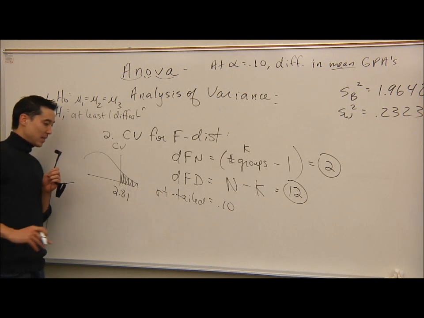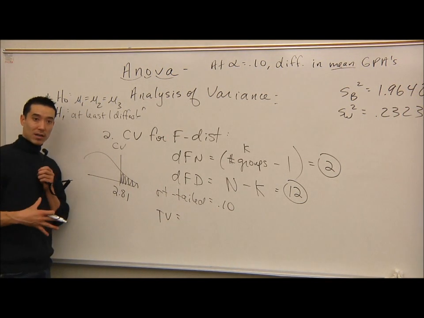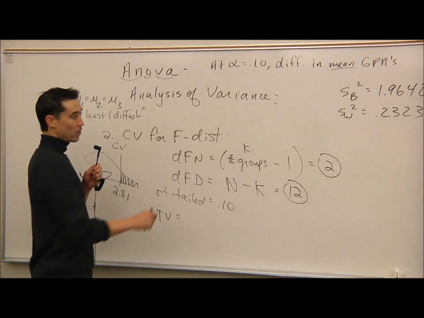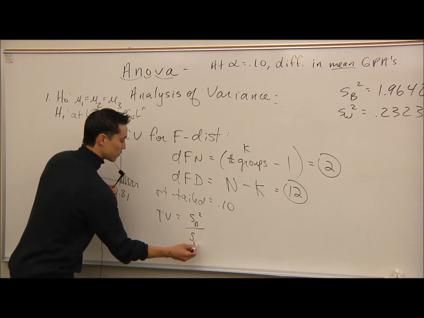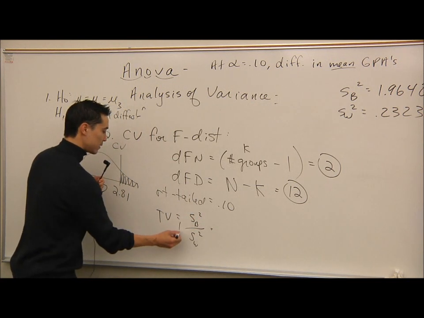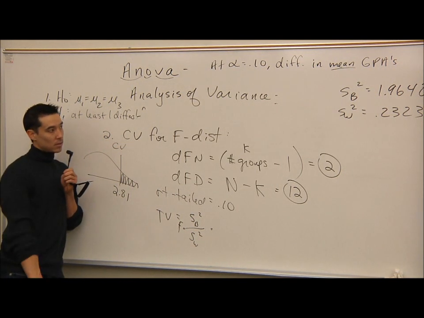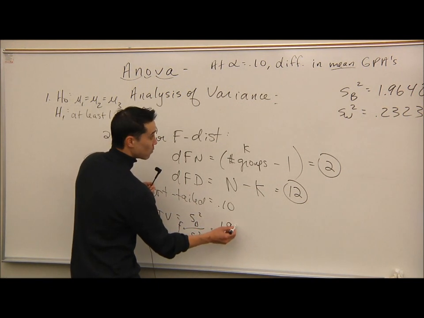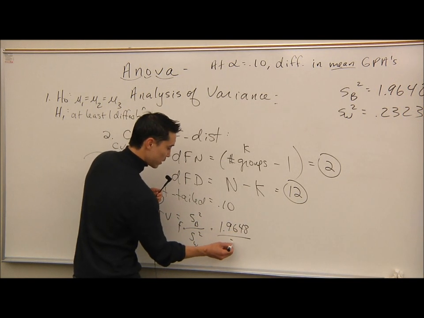Okay, great. Your test value formula, I know we had to do a lot of pre-work to get to it, but it's actually a really easy test value problem once you know what those are. It's just SV squared over SW squared. Okay, isn't that nice? F equals SV squared over SW squared. Of course, it took like 10 minutes to get those, but once you have them, it's pretty easy. So you're going to have 1.96, was that 48? Divided by 2323.